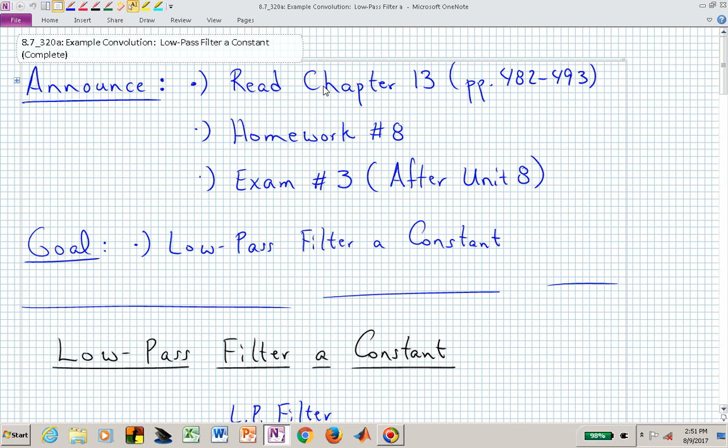We're in Unit 8, which is our convolution unit, and we're going to work through a different example in this video. This video will be to find the output of what happens when we low-pass filter a constant, and we'll do that via convolution.